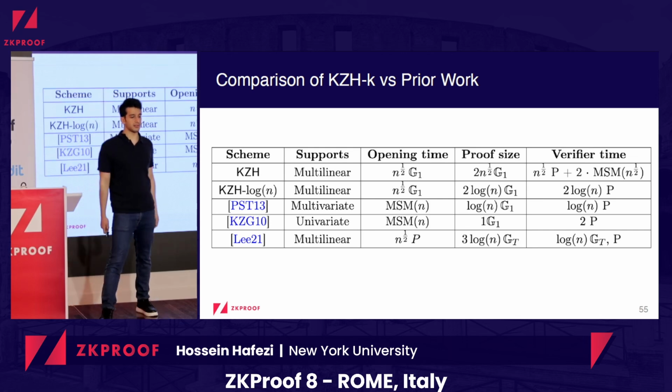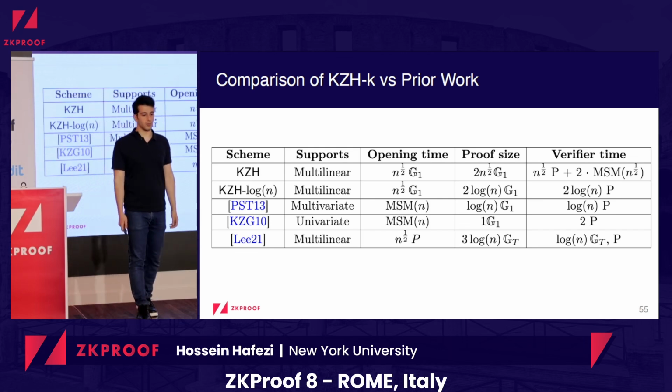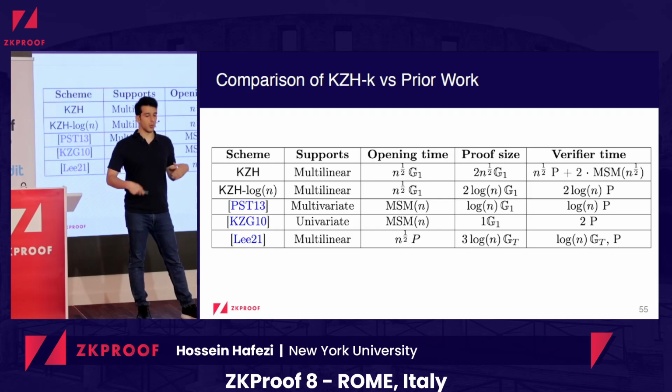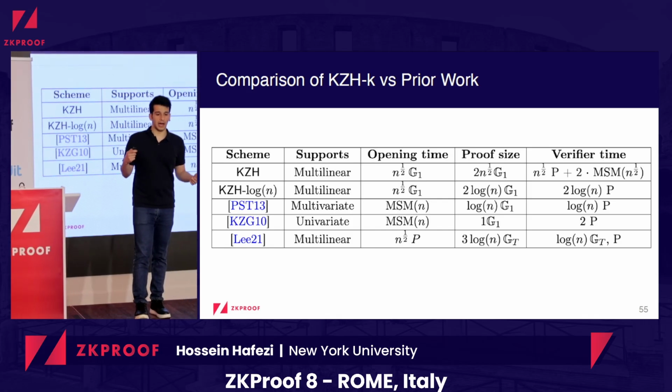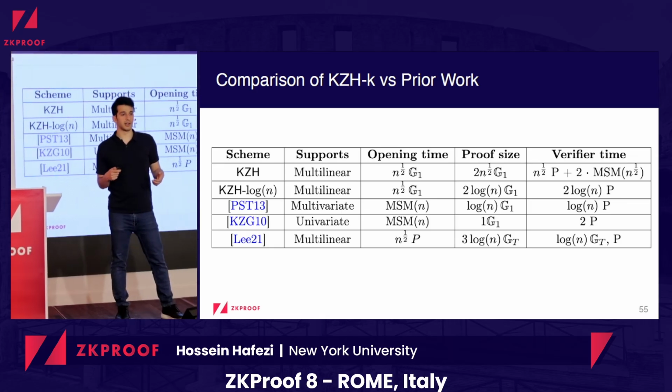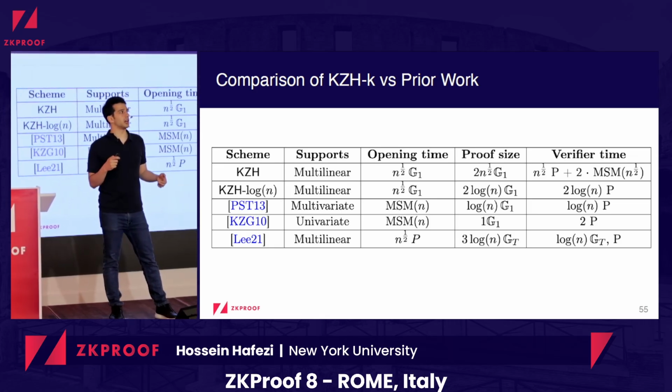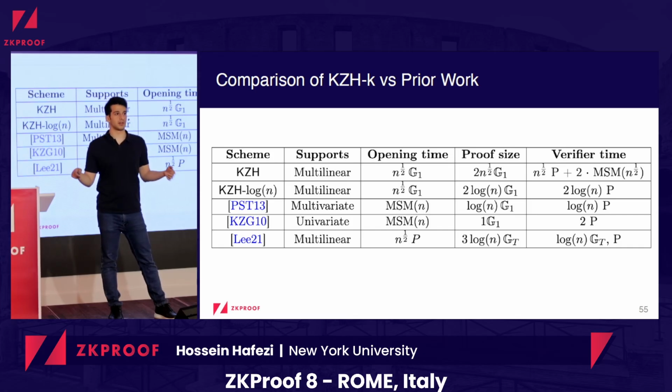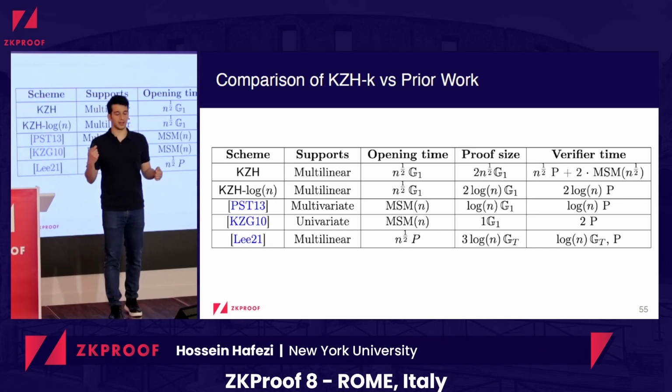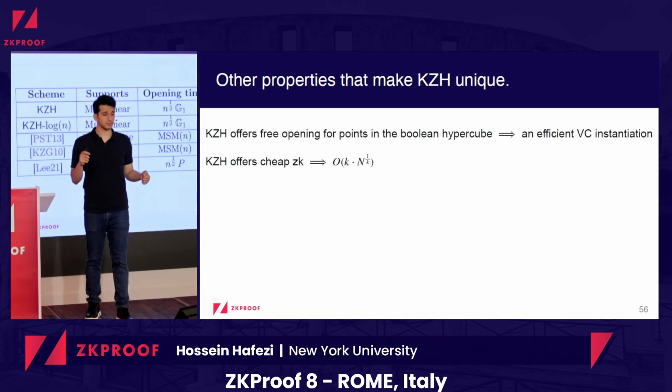And yeah, if I want to compare KZH with prior work, it's really comparable to Dory, whilst they both have square root opening and logarithmic proof size and verifier time. However, if you try to build an accumulation scheme from Dory, because it uses target group operations for the verifier, it means you have to do target group operations in your verifier circuit, in your recursive overhead, which is basically not practical. And that's why initially we had to come up with KZH.